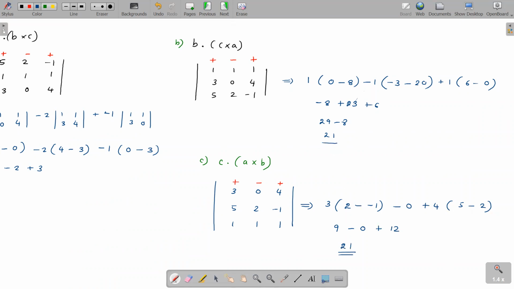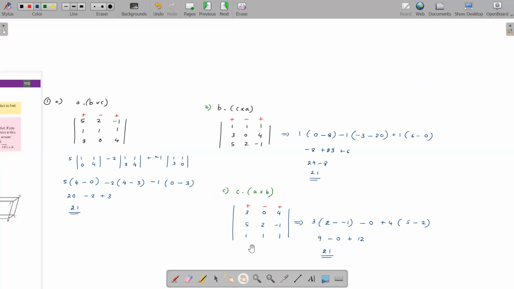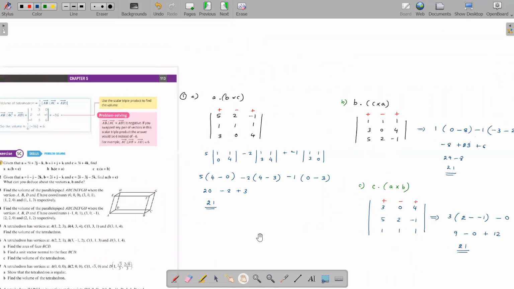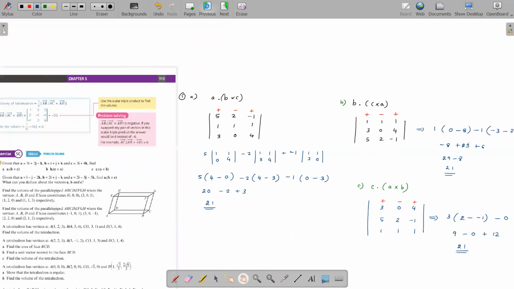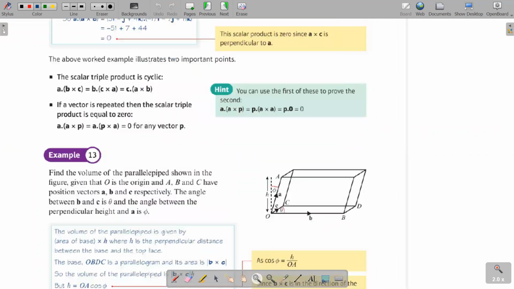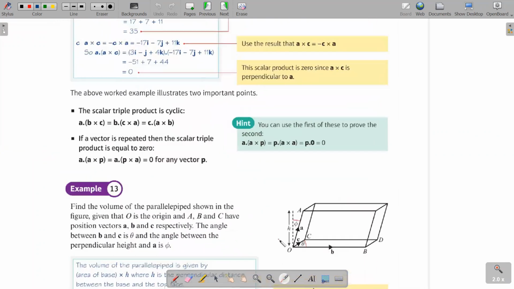So do you notice that all three answers are equal? All three answers for A dot B cross C, B dot C cross A, and C dot A cross B are equal. Is that okay? So then we'll write down this theory here. Write down the scalar triple product is cyclic. Do you see here? The scalar triple product is cyclic. So A dot B cross C, B dot C cross A, and C dot A cross B are all equal. So write it down.